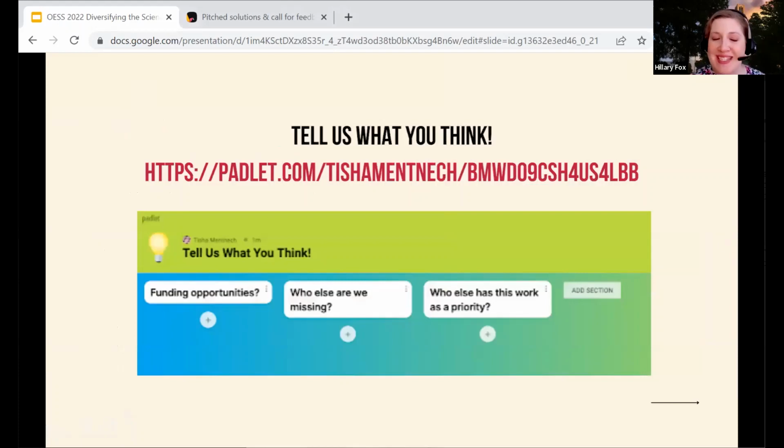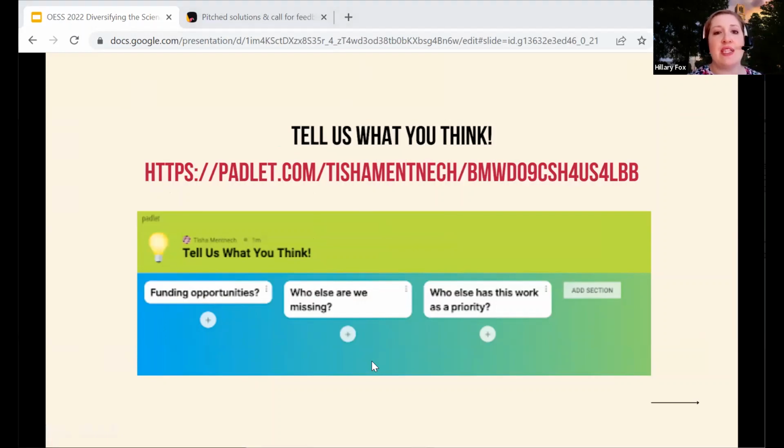Okay, and as promised, here is another Padlet. We've just talked about relationships and where funding is coming from to do resources and to do projects like this. And so we also wanted to hear from you all on what some other funding opportunities might be, and what are just some other ways that we can go forward, or hearing who else might have this work as a priority. So I'll pull up this Padlet again.